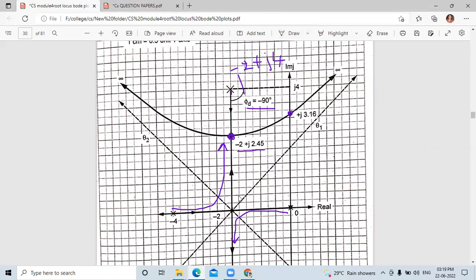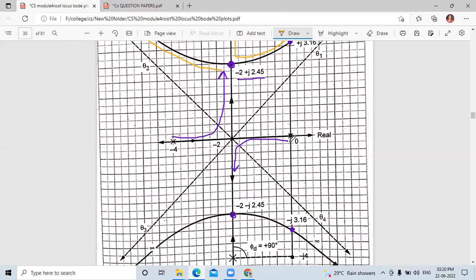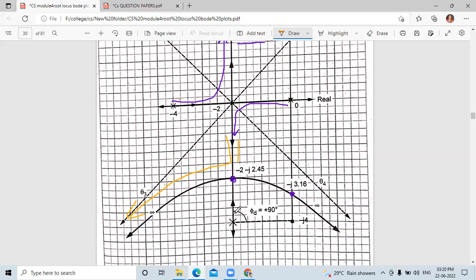So already two roots are flowing like this, one from 0 and the other from minus 4. They will flow towards infinity, and this will come and also flow towards infinity. So two poles are flowing towards infinity, parallel to the asymptote line. And the next one, minus 2 minus j4.